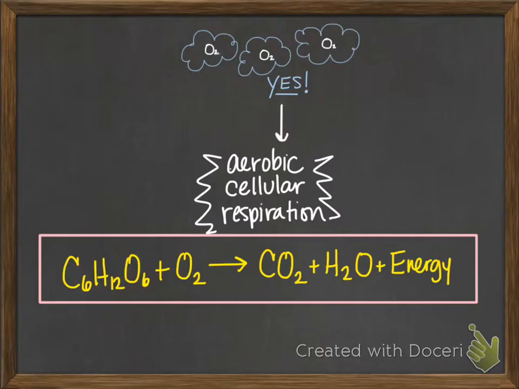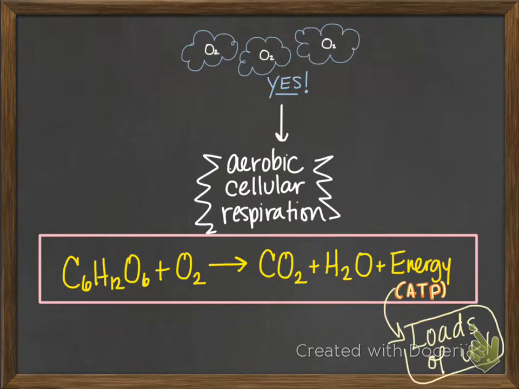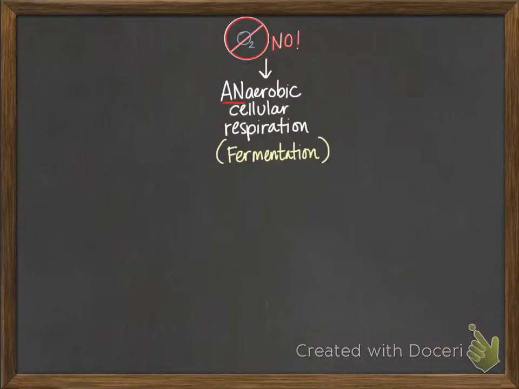And what form does energy for our cells take? ATP. And aerobic cellular respiration produces loads of ATP, lots and lots of energy. This is good for cells. But what about those cases when the answer to the question, is there oxygen, is no, and we have to do anaerobic cellular respiration? Well, there are two pathways, depending on what kind of organism we're talking about.